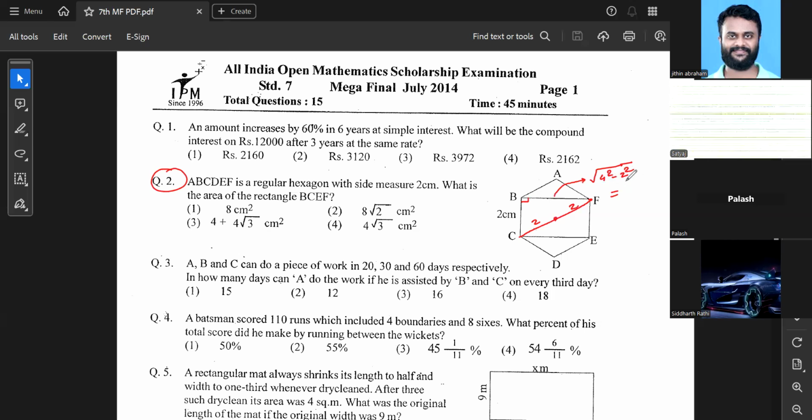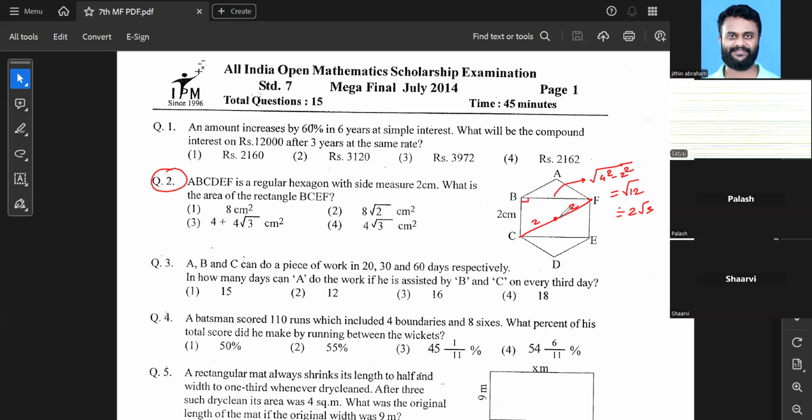16 minus 4, you'll be getting under root of 12. That is 2 root 3. Right? Yeah, 2 root 3 you'll be getting. And since you get 2 root 3, now if you find the area of the rectangle, all you have to do is multiply length and breadth. 2 root 3 is your length and 2 is your breadth. When you multiply them, you should get the answer as 4 root 3. Now tell me, what is your query?